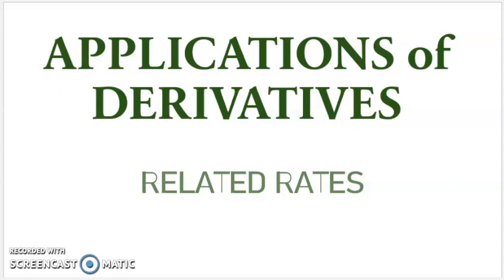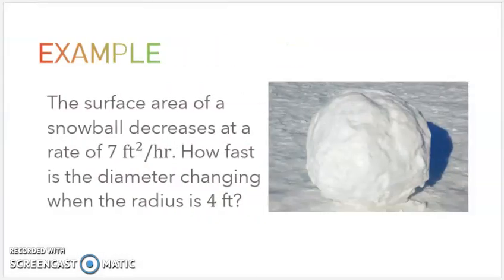Let us answer word problems under applications of derivatives, focusing on related rates. For example, the surface area of a snowball decreases at a rate of 7 feet squared per hour. How fast is the diameter changing when the radius is 4 feet?